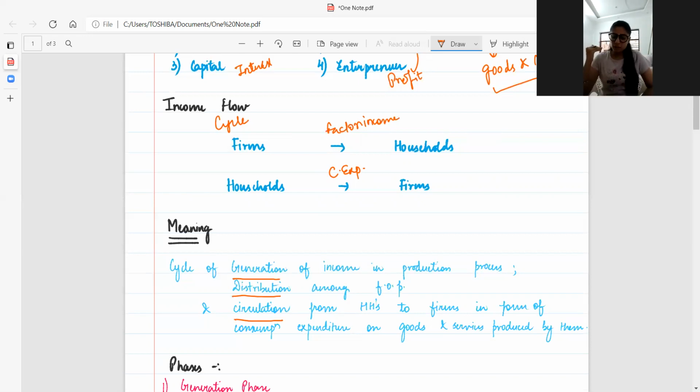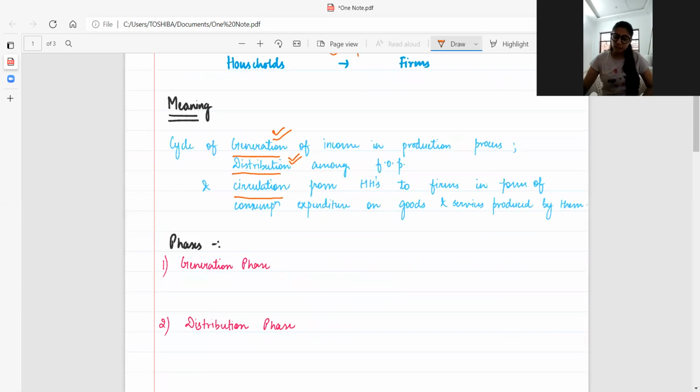The first is generation of income in the production process. When a firm is producing goods, it is generating income for all four factors of production. Next, this income is distributed among these four factors of production. This is distribution of income. And the third is circulation from households to firms in the form of consumption expenditure on goods and services. First income is generated, then it is distributed among the factors of production.